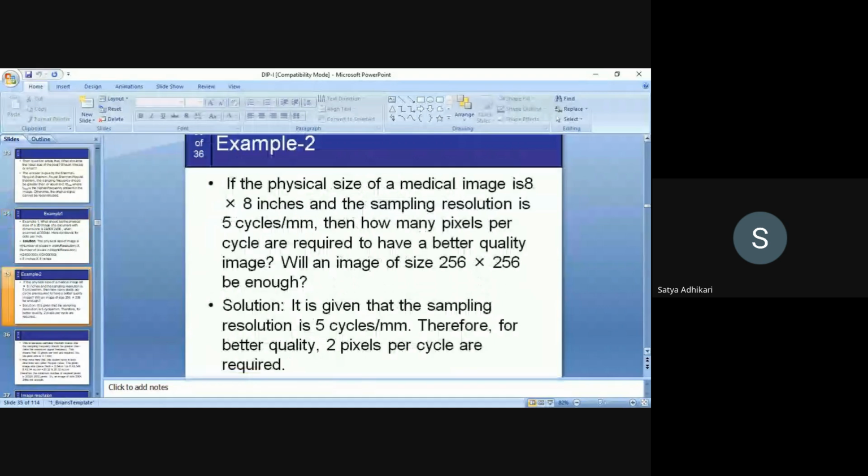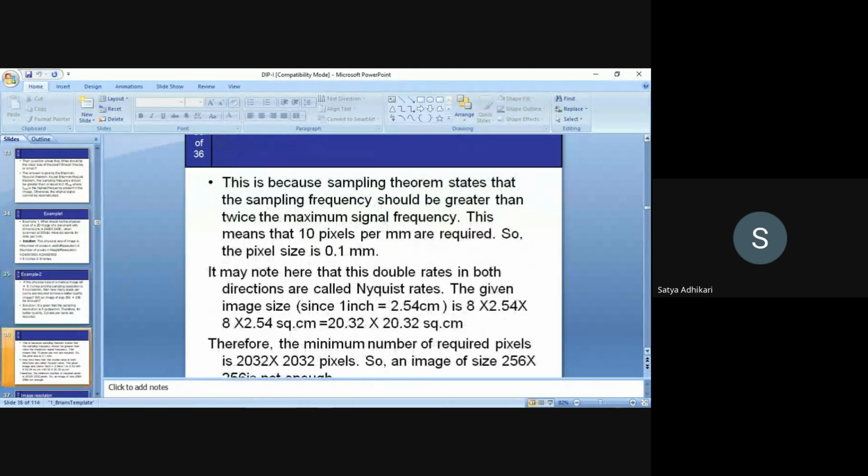So if the physical size of the image is 8 into 8 inch and the sampling resolution is 5 cycles, it is given that. An additional question is how many pixels per cycle are required to have better quality. Another additional question is: will an image of size 256 and 256 be enough? If it is 5 cycles per mm, then for better quality 2 pixels per cycle are required, because it is 2 into f max, so it is 10 pixels.